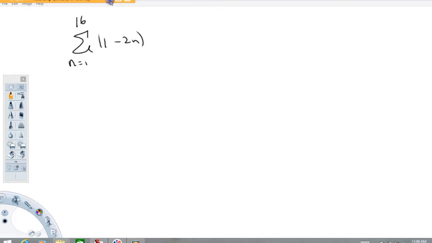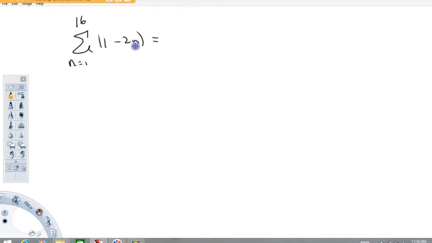All right, so we're going to work on the sum from n equals 1 to 16 of this expression, 1 minus 2n. Now, if you don't mind, I'm going to write out a few terms here before I get going. I always write out some terms when I'm dealing with these types of sequences, and I think that having the terms in front of you really is an important thing.